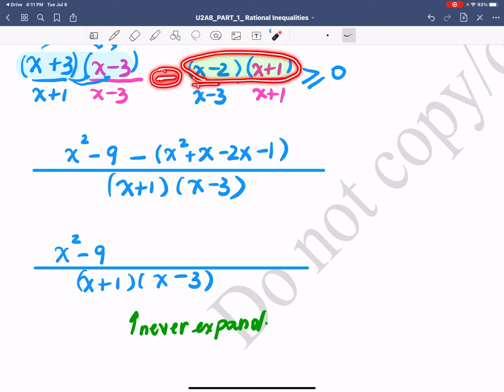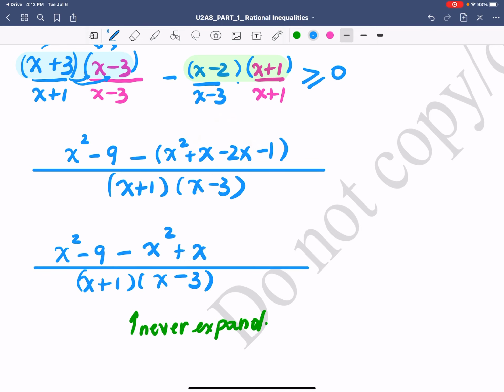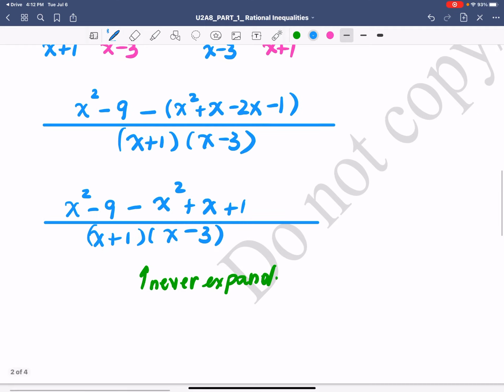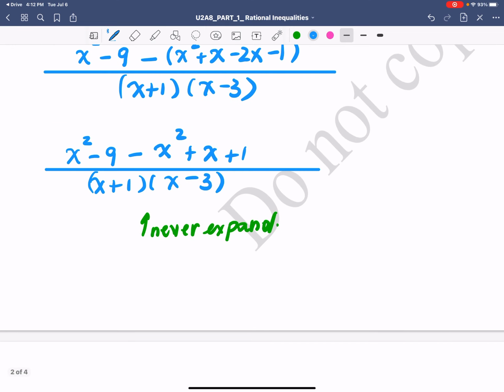x minus 2x is negative x. Move it outside the brackets. Positive x. And then plus 1. Last step, everyone. And we go the 2x squared simplify. We have just x in the numerator minus 8. That turned out beautiful, actually. And the denominator has x plus 1, x minus 3.